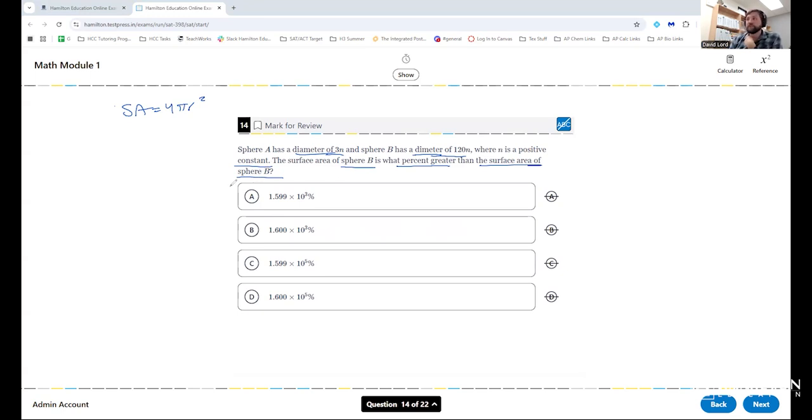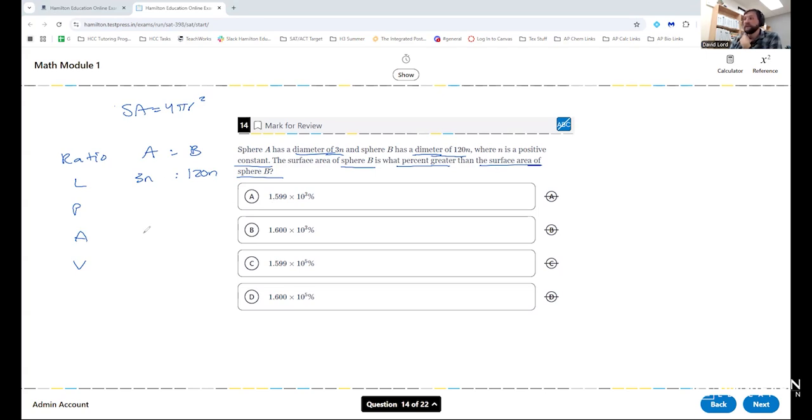Because all spheres and circles are similar, we can use something called the ratio rules to solve this problem. So I'm going to do length, perimeter, area, volume. In this case, we have sphere A and sphere B, and they gave us some length called the diameter. So we can use diameter or radius. And so that's 3n to 120n. Okay, and then we're looking to go to the surface area.